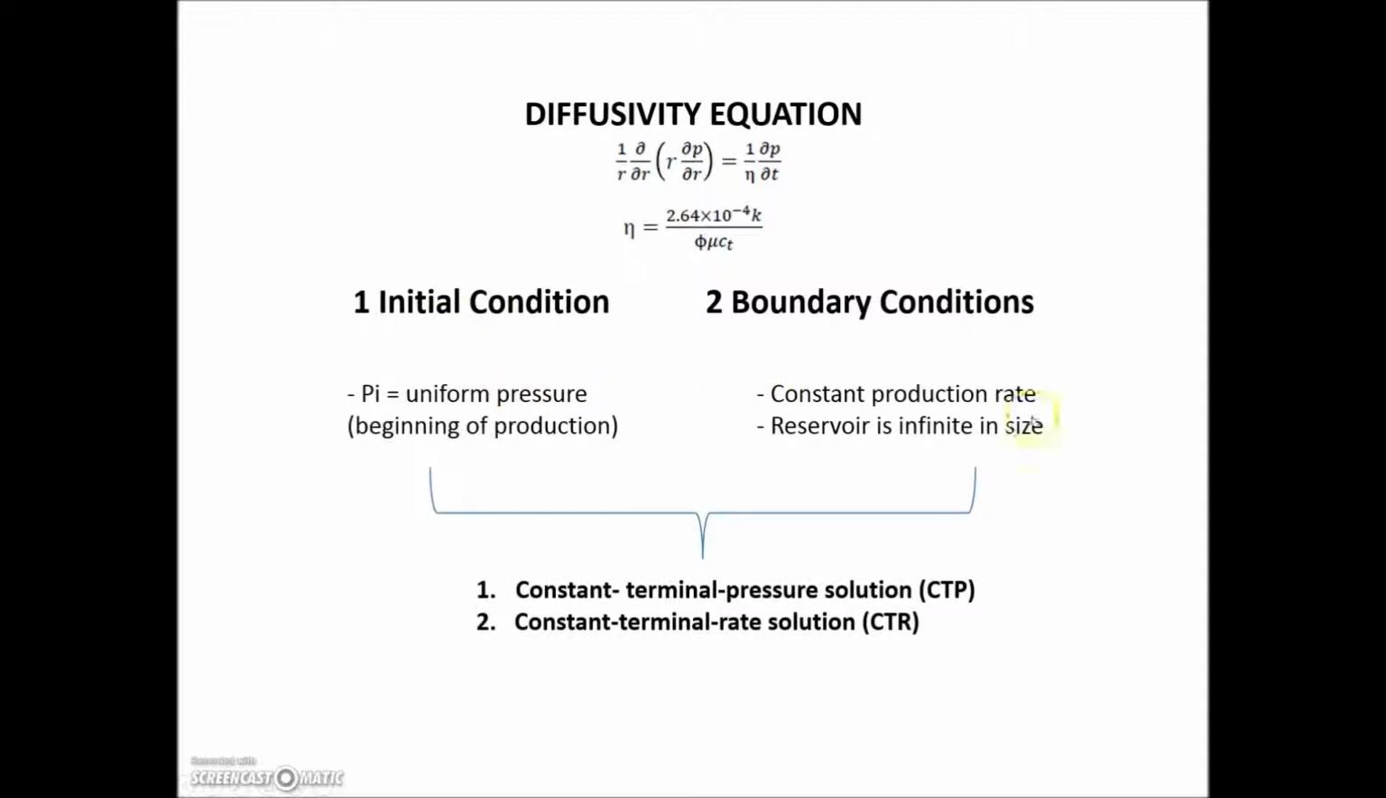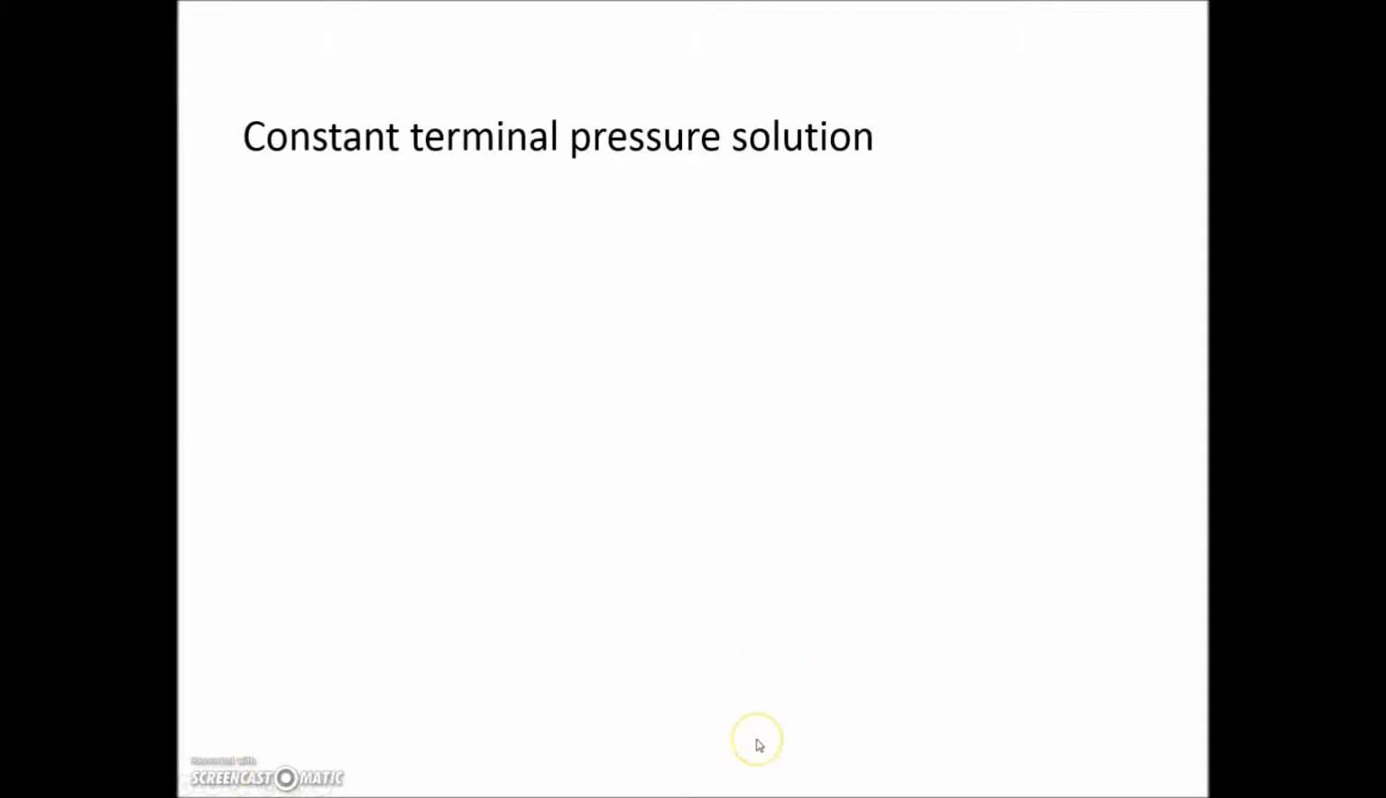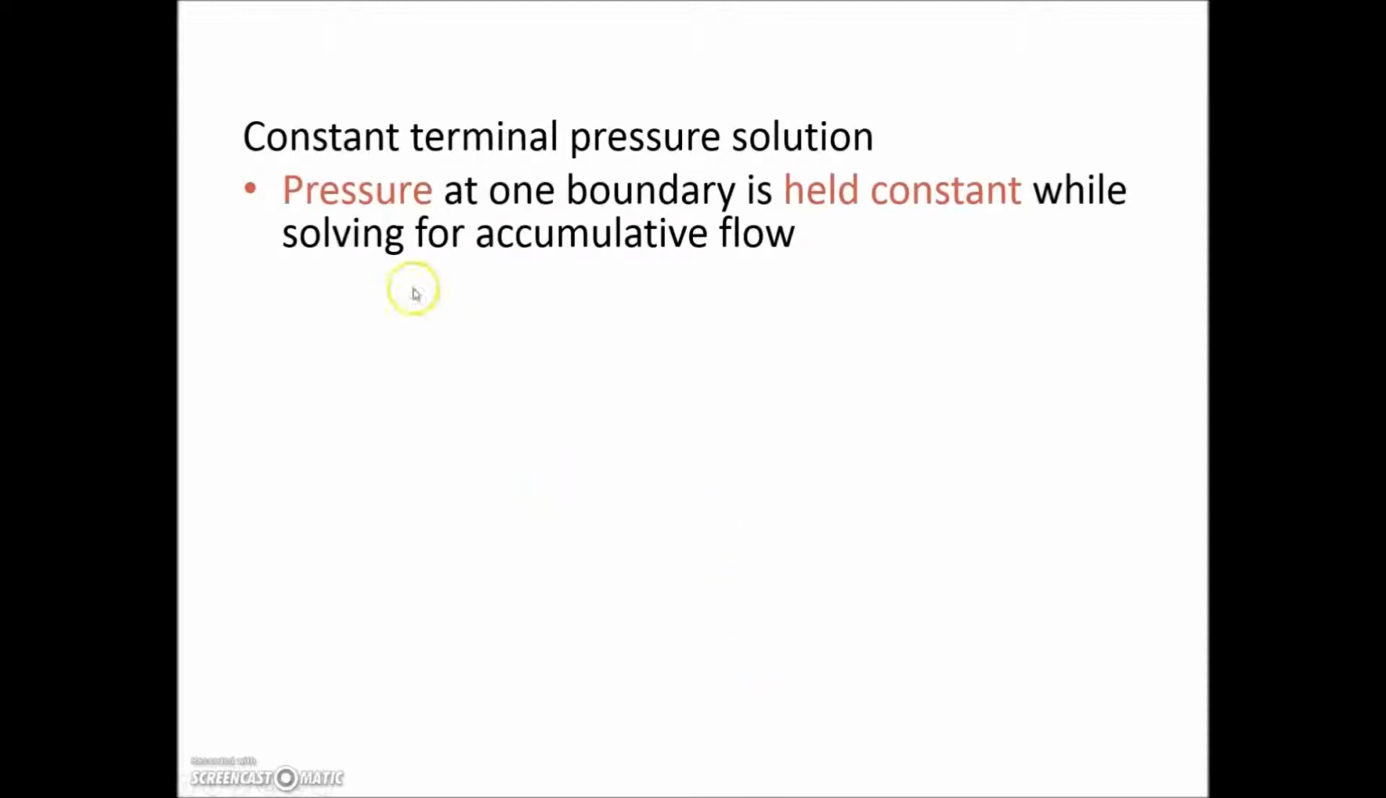From these conditions, they have come up with two solutions. The first solution is the constant terminal pressure solution, which we can call CTP. The second solution is the constant terminal rate solution, which we call CTR. For the constant terminal pressure solution, as we can see from the name itself, the pressure is held constant while solving for cumulative flow. This solution is applied to water influx and gas oil reservoirs.